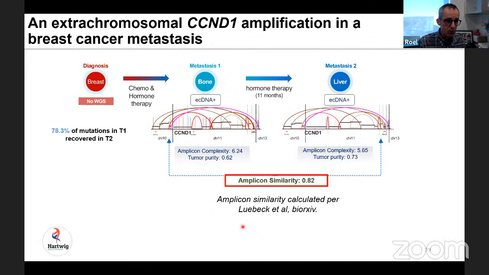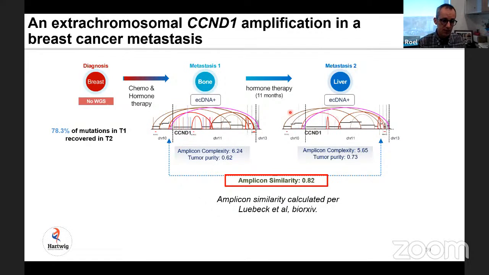Here's another example of a breast cancer. Of course, the previous example was in a glioblastoma, where we always look at tumor recurrence rather than metastasis. Metastasis is relatively rare in glioblastomas. This is a breast cancer, where we don't have data from the initial tumor at diagnosis. We do know that this patient received chemo and hormone therapy. And when a bone metastasis was subsequently identified and sequenced, we find that in this bone metastasis, there's a cyclin D1 amplification on an ecDNA.